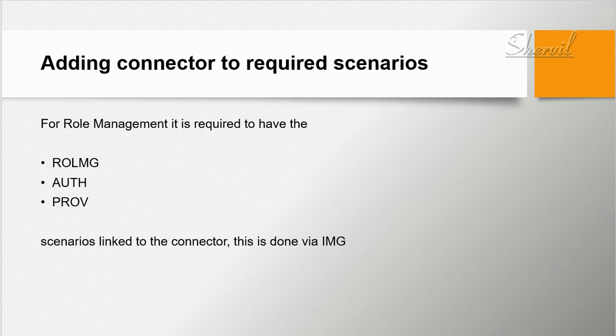Now, adding a connector to the required scenarios. In the integration scenarios for BRM, you need these 3 scenarios to be maintained for role management: ROLE MG, AUTH, and PROV. These have to be done, and this step is done in the IMG. So these 3 integration scenarios have to be maintained: ROLE MG, AUTH, and PROV. We'll see how we do that.